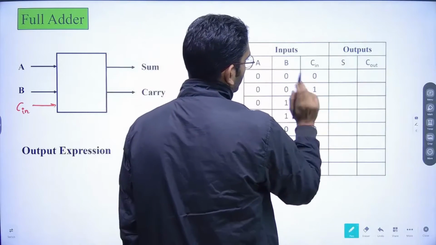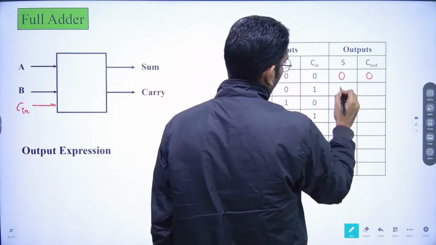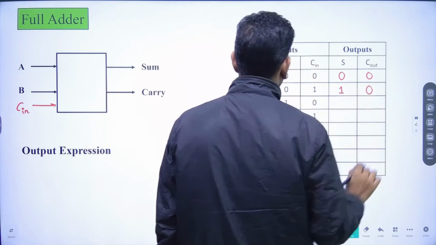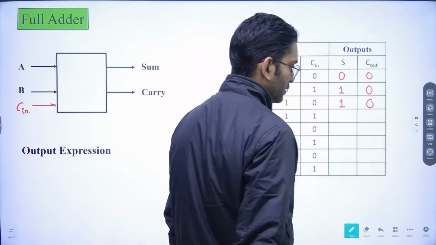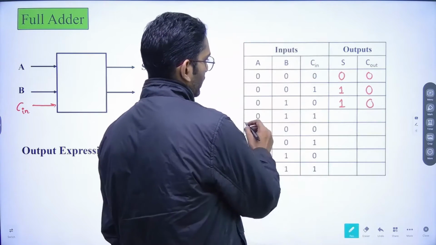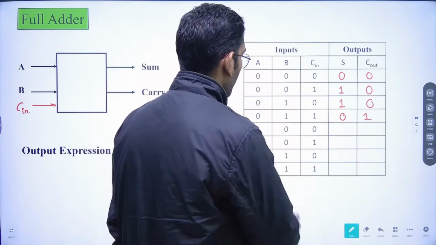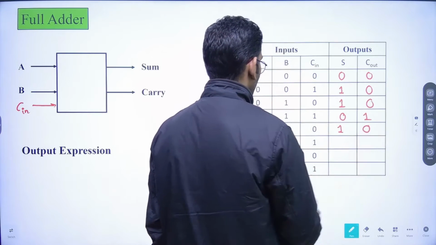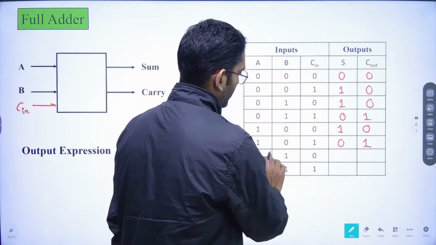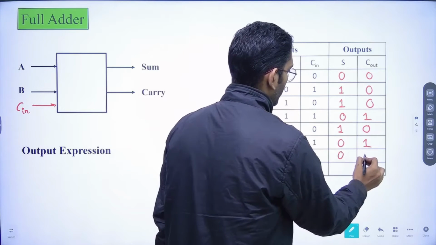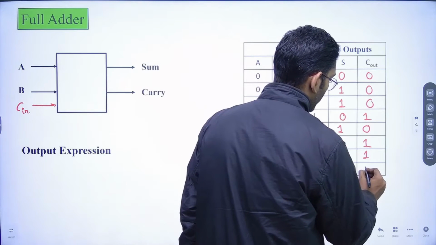0 plus 0 plus 0 will give us 0, and carry would also be 0. 0, 0 and 1 would give 1, carry as 0. 0, 1 and 0 would give sum as 1 and carry as 0. After that, here it would give us sum as 0 and carry as 1. After that, here sum as 1, carry as 0. Here sum as 0, carry as 1. Now here 1 plus 1 plus 0, sum as 0, carry as 1. 1 plus 1 plus 1 will give 1 as sum and 1 as carry.